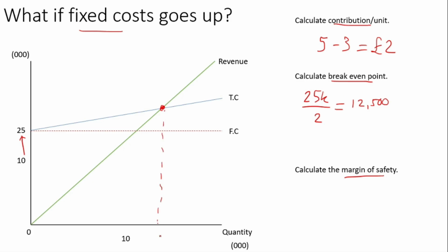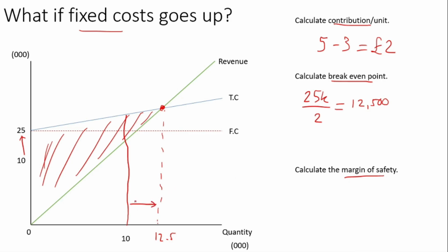You can see visually that the business has made a loss because they've only sold 10,000 units, which is less than the break-even output. So now we're going to calculate the margin of safety. Margin of safety is the difference between the actual units and the break-even point. So we're going to do 12,500 minus 10,000 units, which equals 2,500 units of margin of safety. I hope that was easy to understand.